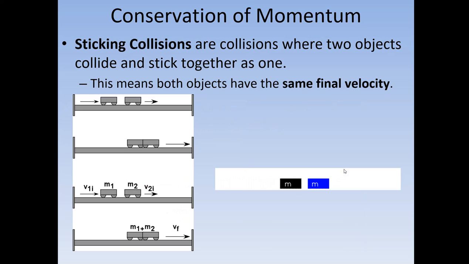There's sticking collisions. So this is another very common one where you have objects colliding together, but instead of bouncing off each other and remaining as two separate objects, here they're going to stick together and then move as one object. And the main idea here is that their final velocity is going to be the same because they're now one object. We'll see how we end up dealing with that later on.